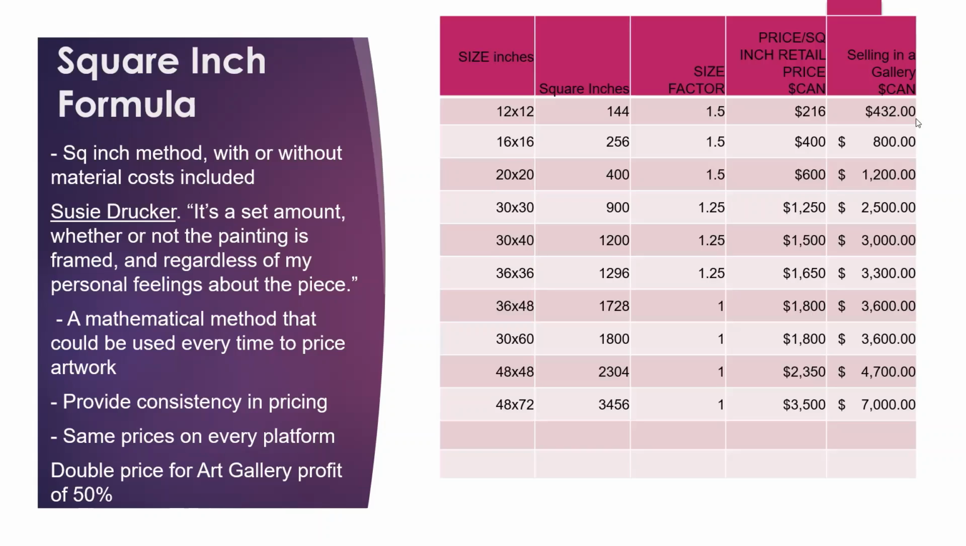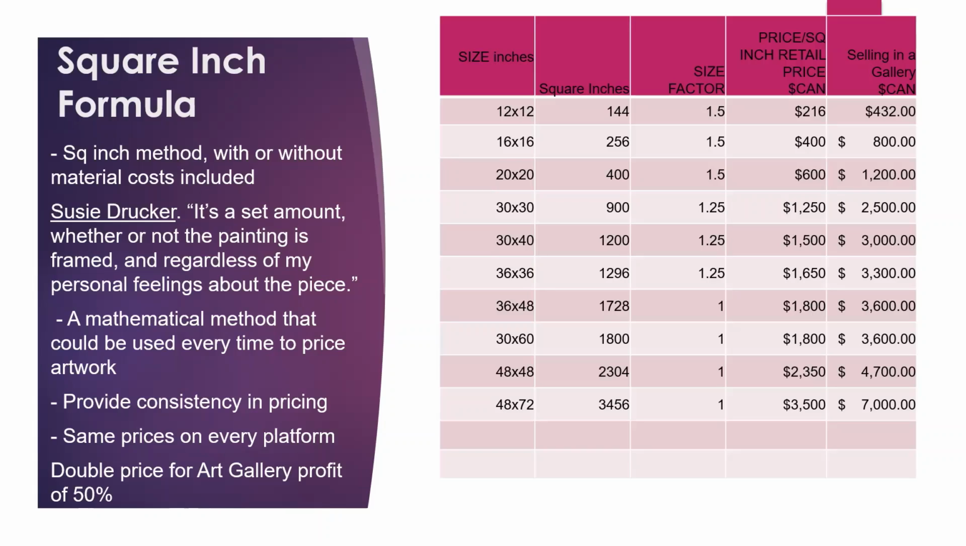So for example, a piece of art which is 12 inches by 12 inches, you multiply 12 by 12, you get 144 square inches. Because it's small, we multiply by a factor of 1.5 for smaller pieces, let's say less than 20 inches wide or long. And so the retail price would be $216. If you're selling it through an art gallery, you multiply this by 2, you get $432.